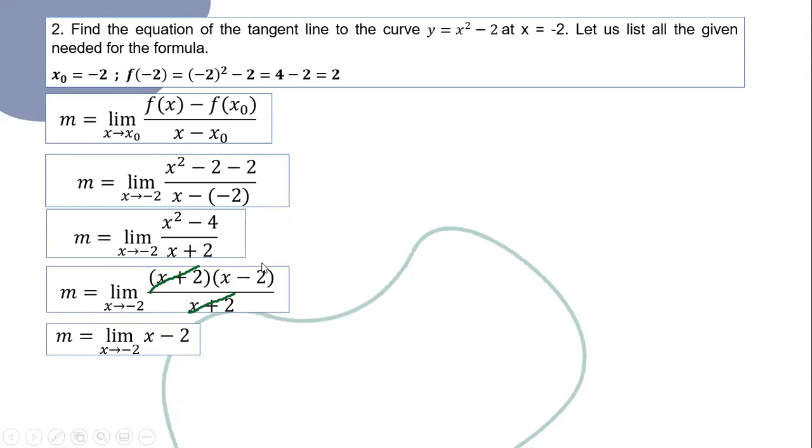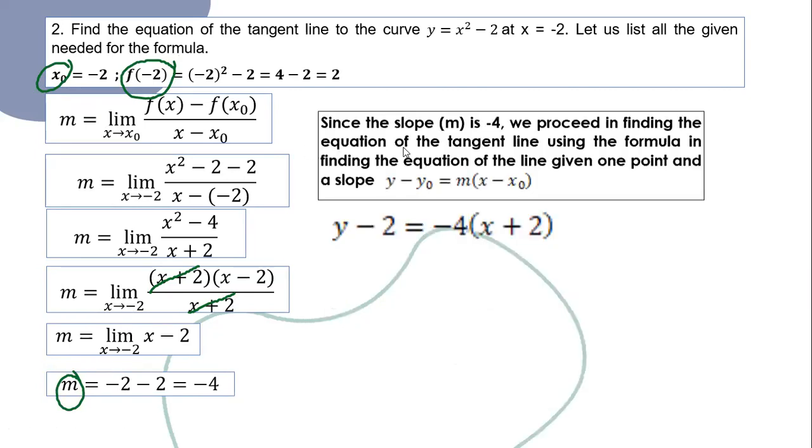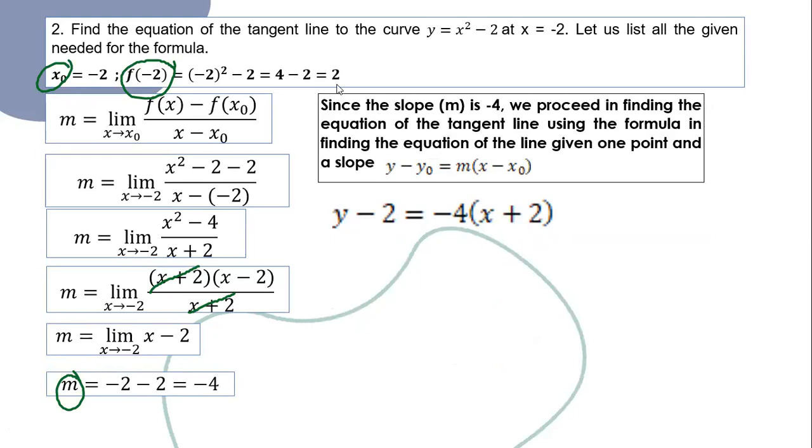Okay, so by simply substituting, we get the slope of the tangent line, which is negative 2 minus 2, that is equal to negative 4. All right, so meron na tayong f of x sub 0 and the slope. So mabubuo na natin again yung point slope form. So y minus 2, okay? So y minus y sub 0, ano ba yung y sub 0 ko? That is 2, positive 2.